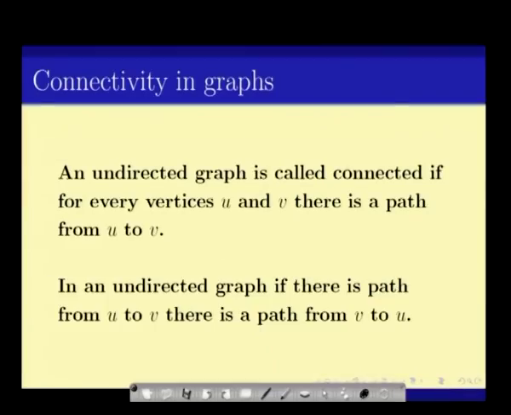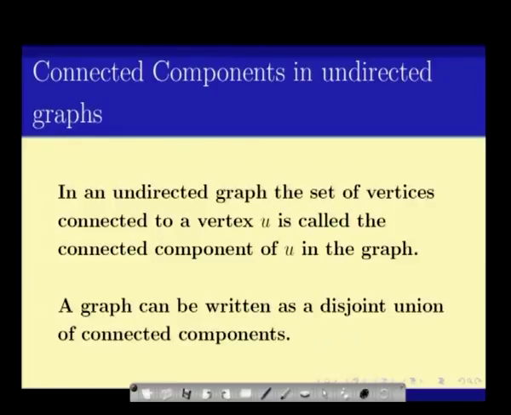Now, one of the most basic notions in graphs is connectivity. We say that two vertices are connected if there is a path from one vertex to the other. In an undirected graph, if there is a path from u to v, then there is a path from v to u. So, if u is connected to v in an undirected graph, then v is also connected to u. The set of all vertices that are connected to u is called the connected component of this vertex. The graph can be seen as a disjoint union of these various connected components.